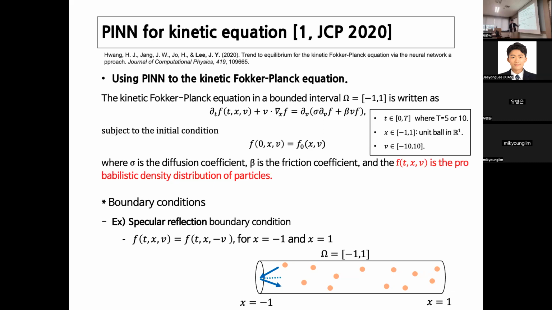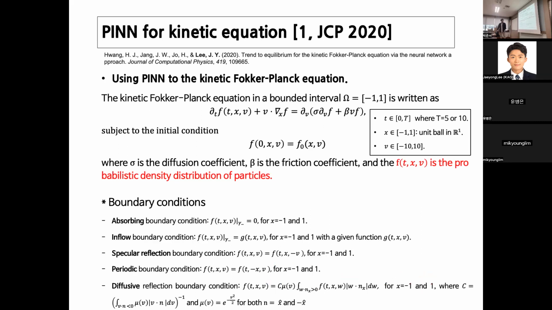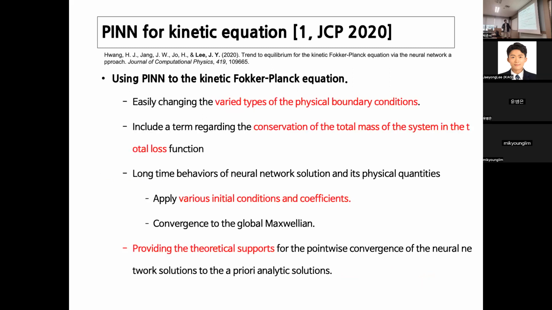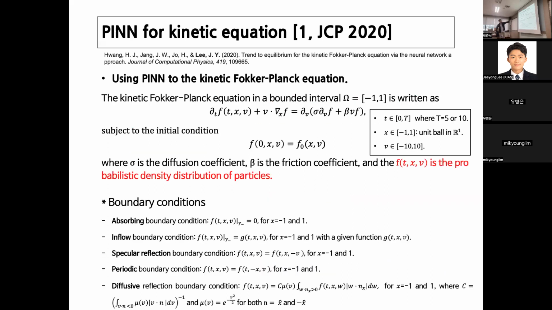For example, if we have the specular reflection boundary condition, it means that when the particle comes to this boundary, it reflects off the boundary at the same angle. And there are also many other physical boundary conditions, such as absorbing boundary conditions, inflow boundary conditions, and so on. So in this case, I want to use this PINN algorithm to solve the Fokker-Planck equation for various types of physical boundary conditions.